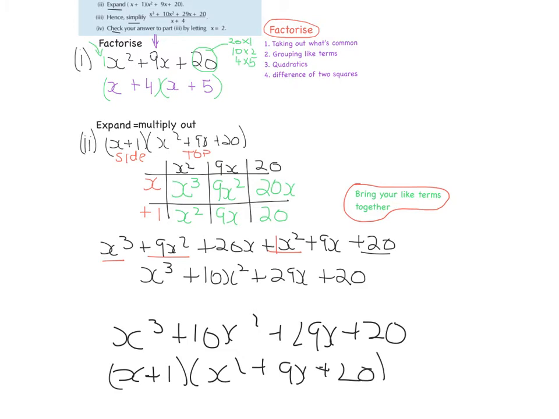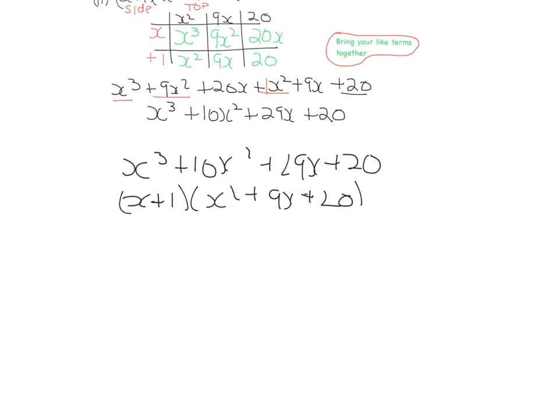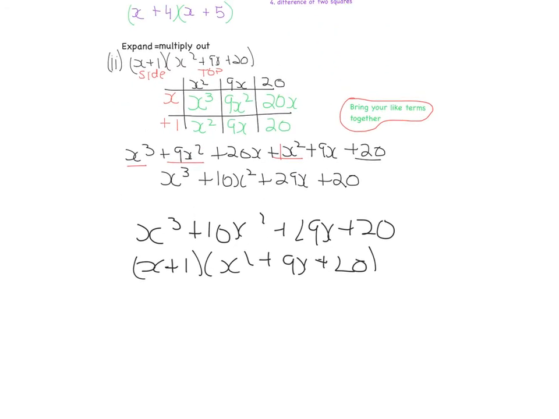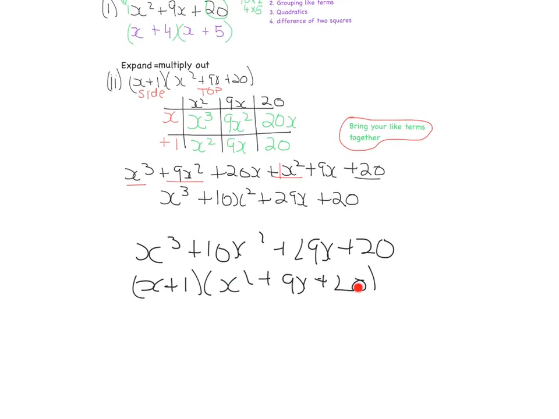So before I did my box multiplication, that was what that was. And if I was to take that a step further, I would know that all of this, x squared plus 9x plus 20, is the same as this. So I could have x plus 1 times x plus 4 times x plus 5. Okay? And so that's a lot of the work done here. Let's go back.